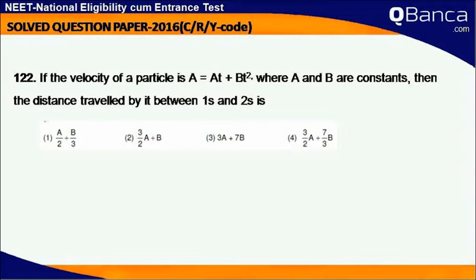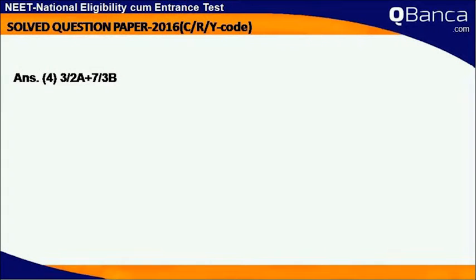If the velocity of a particle is v equal to At plus Bt square, where A and B are constants, then the distance travelled by it between 1 s and 2 s is answer 3 by 2 A plus 7 by 3 B.